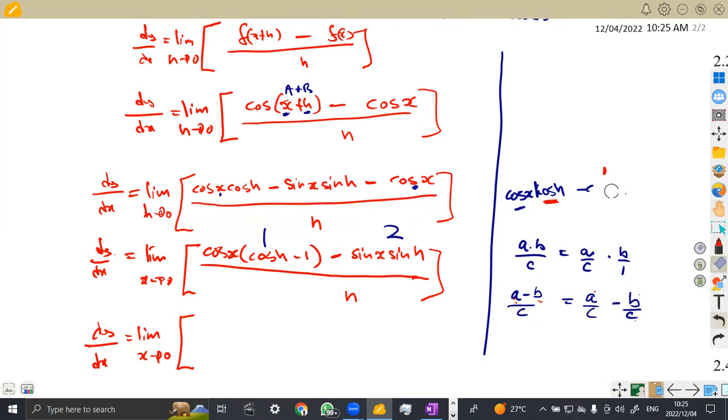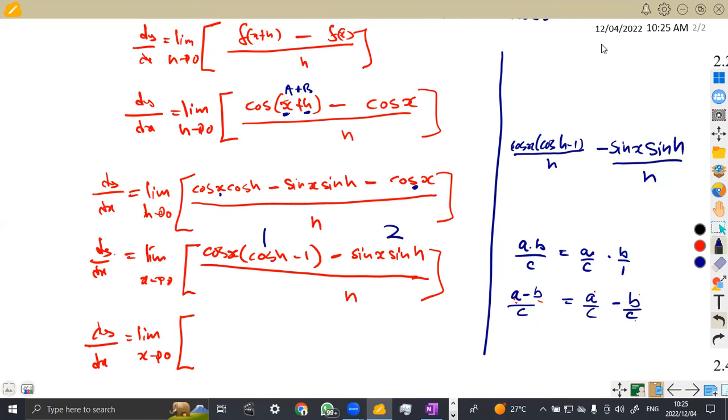Let me erase this part. Maybe it can be clear if I write it aside. I want us to understand, that's why I'm doing this. If we were to separate this, we are going to remain with cos x, cos h minus one over h, minus, we separate here, we're going to have sine x, sine h, everything. Sorry for that, guys, it is h. Anyway, we have got to have sine h over h like that. This is what you're going to have.